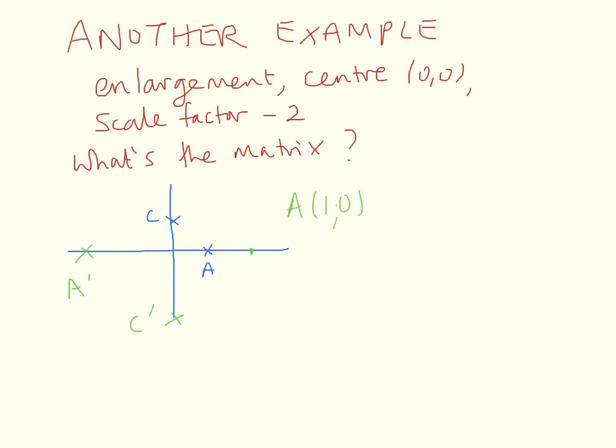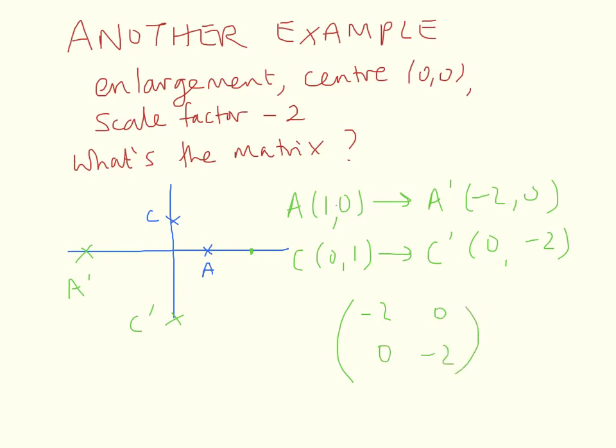A, 1, 0, is transformed to -2, 0. That's going to give us the first column of the matrix. And the second column of the matrix is going to come from the image of C. So the answer is going to be -2, 0, 0, -2. So quick.